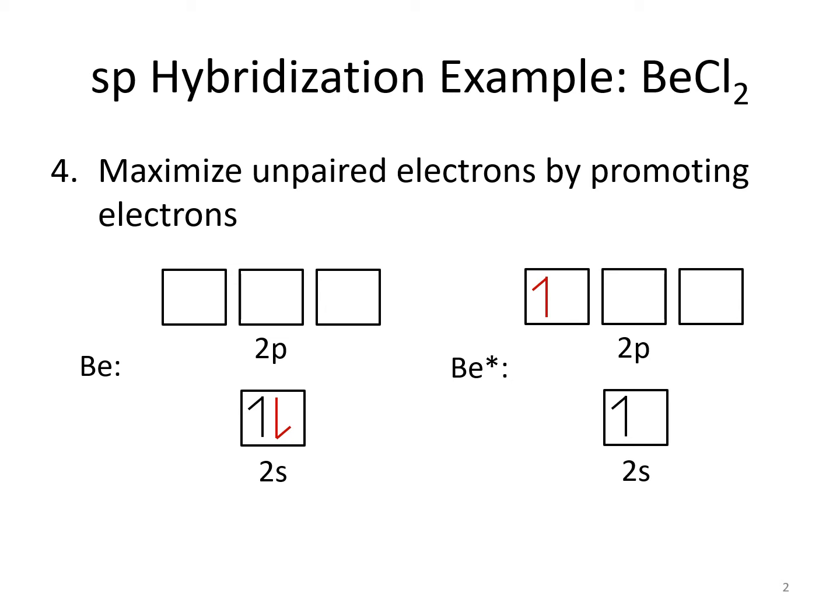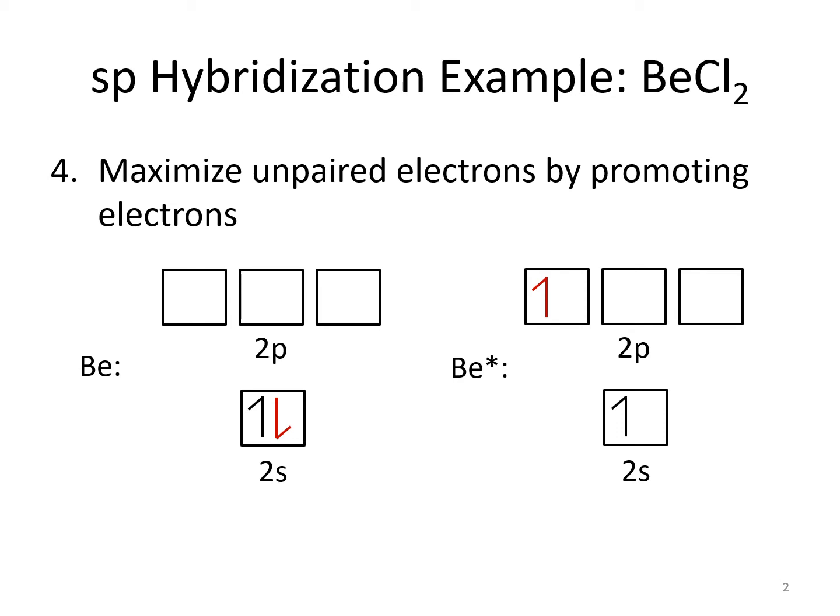We've made an excited state version of beryllium, so we put an asterisk next to the Be symbol. Before doing this step, beryllium would not have been able to make any bonds because it didn't have any unpaired electrons. Now it has 2 unpaired electrons, so it can make 2 bonds, 1 to each chlorine.